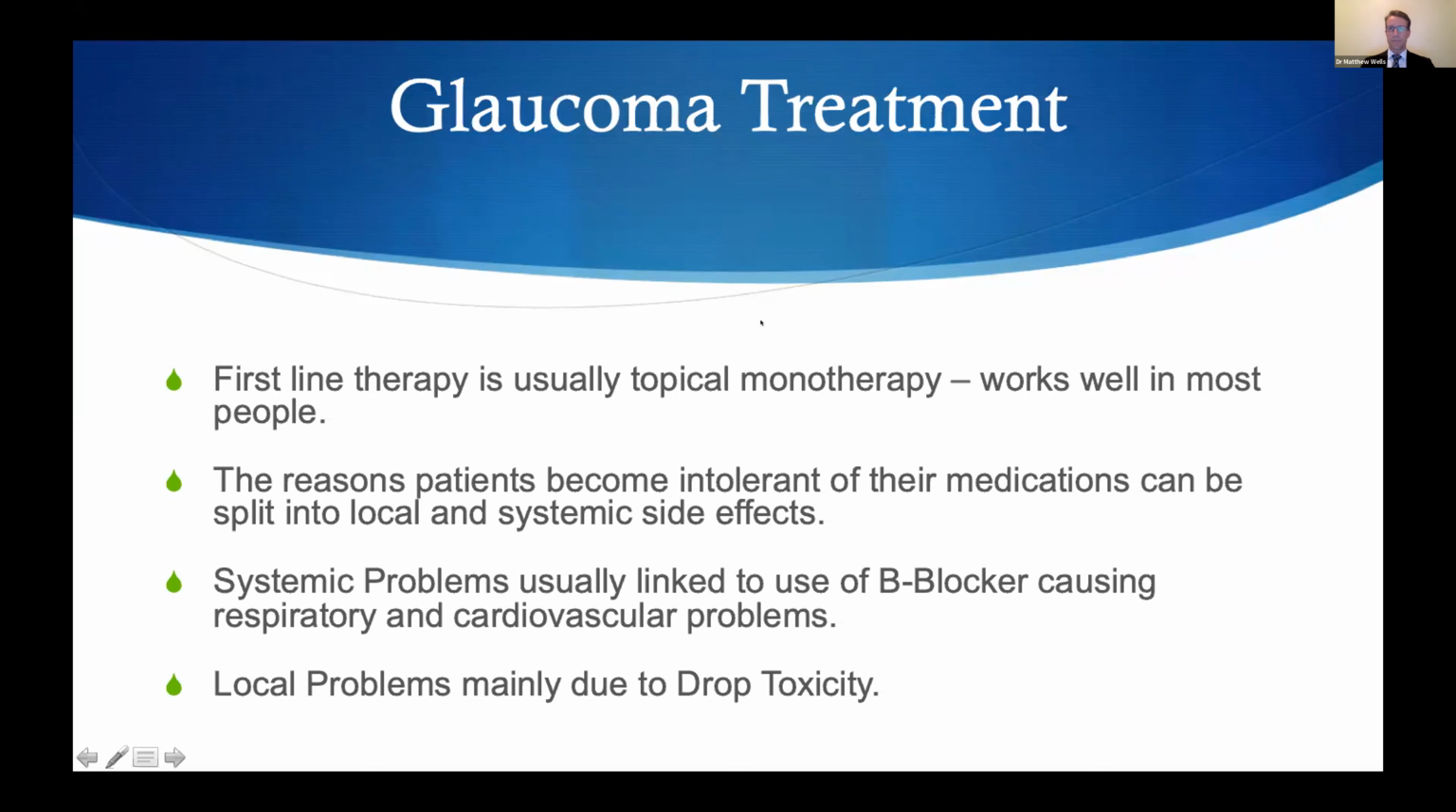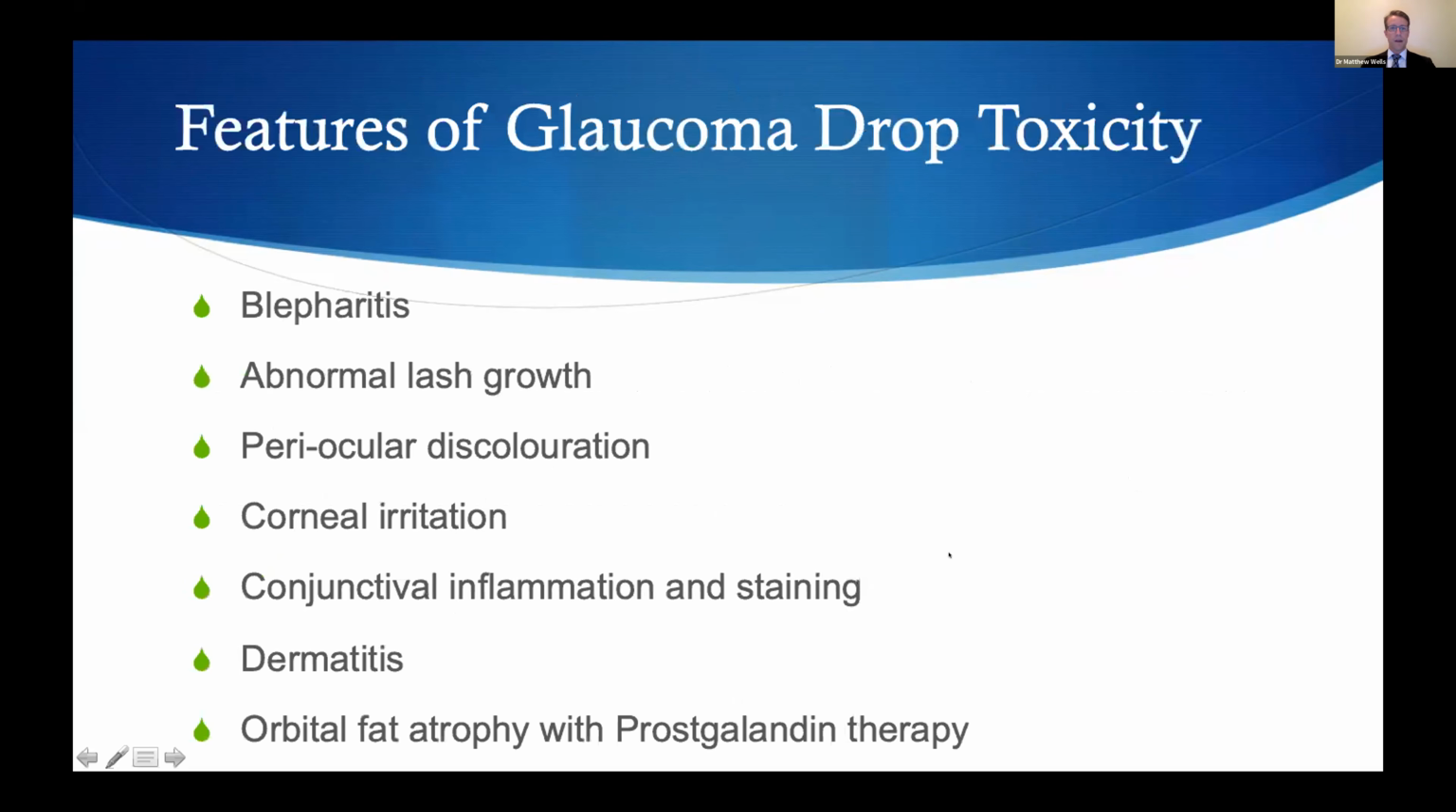We're usually pretty good at preventing systemic issues, and we'll take a careful history about any respiratory or cardiac issues before prescribing a beta blocker. So that's unusual. But local problems due to drop toxicity are very, very common. These are things that you'll probably be very familiar with. A lot of our glaucoma patients have blepharitis. They get abnormal lashes. The men really dislike these very long lashes, and the women tend not to mind so much.